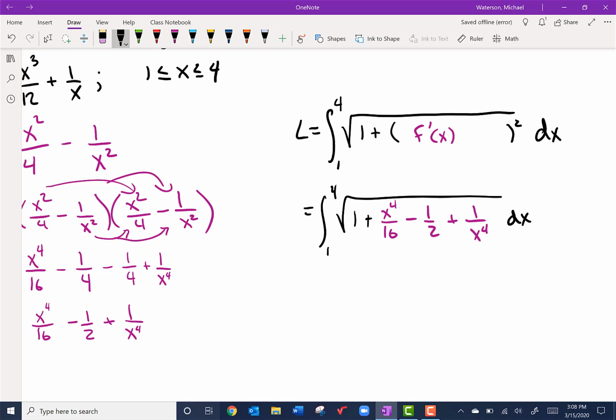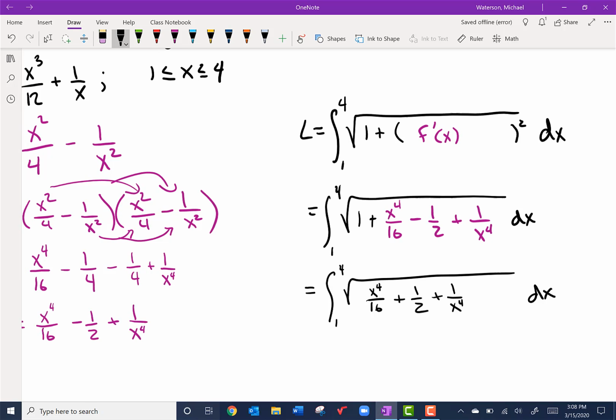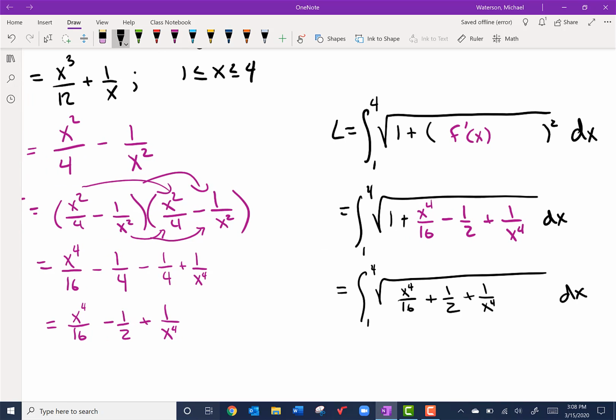Well, the only things that go together are our 1 and our minus 1/2, and 1 minus 1/2 is equal to positive 1/2. So it's actually going to become x to the 4th over 16 plus 1/2 plus 1 over x to the 4th dx, all underneath our radical. Remember me making note before, saying if that was a positive 1/2, we would have just had the binomial x squared over 4 plus 1 over x squared.